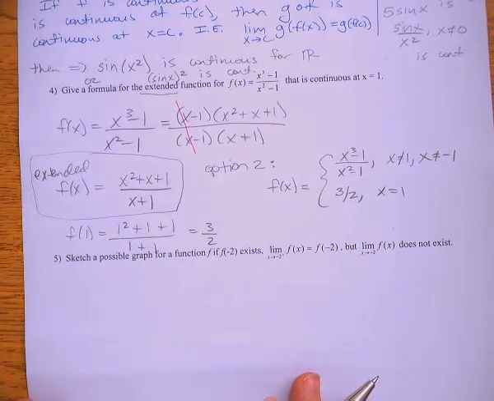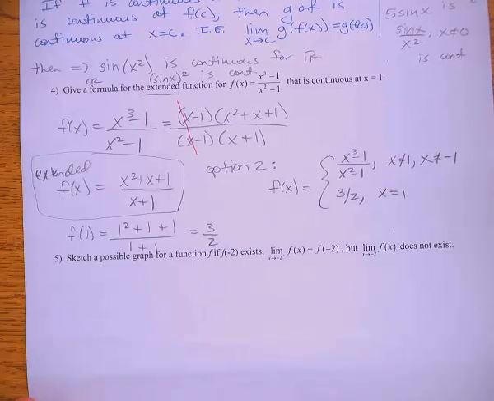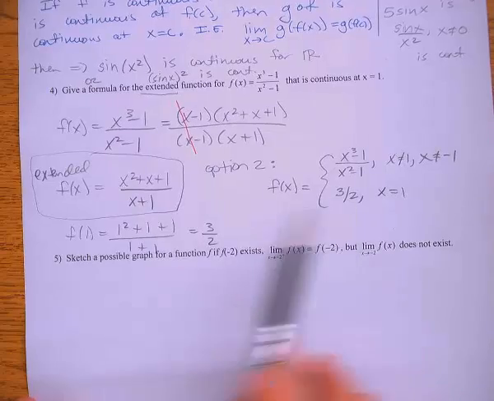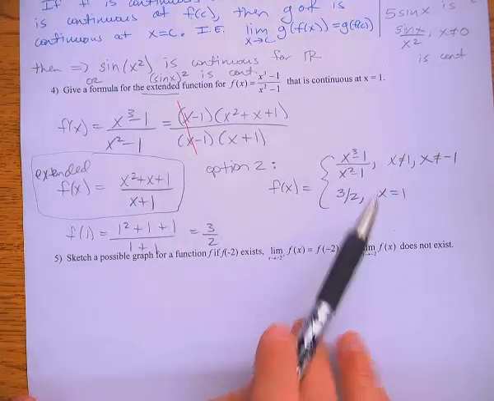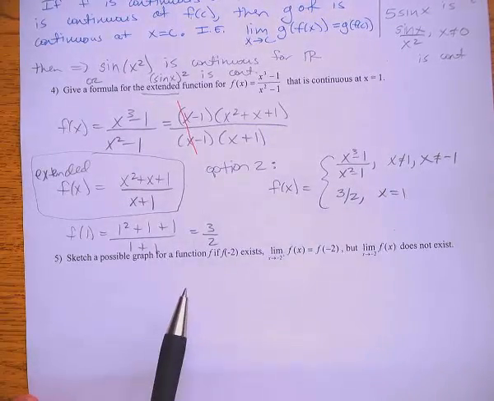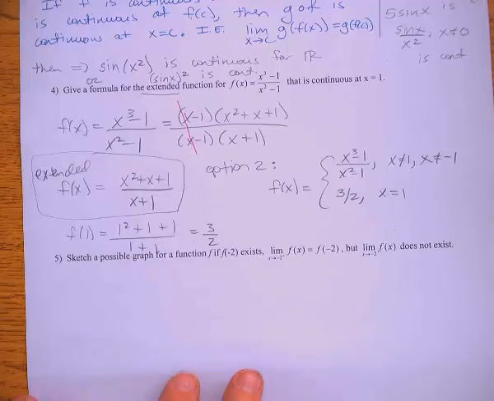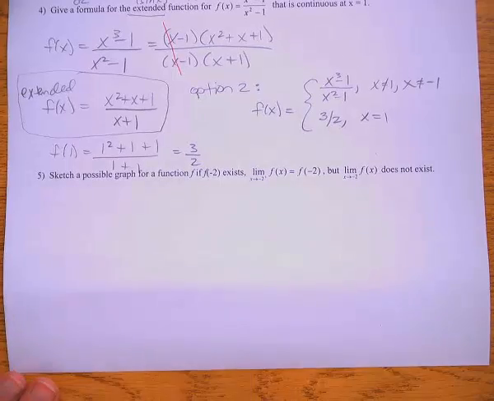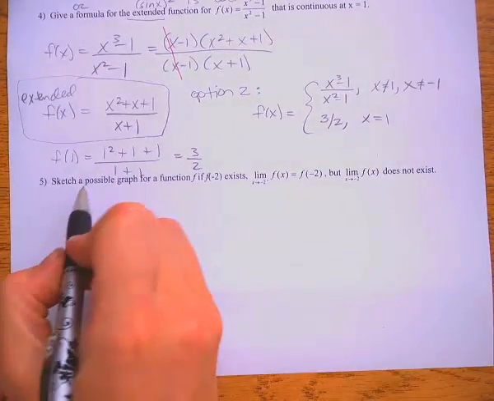And what that does is it basically just fills in the hole. So the nice thing about removable discontinuities, and that's how they got their name, is that they can be removed. We can fill them in. We can rewrite the function in a way that would fill in that hole, fill in that gap, and take out that discontinuity. The last example is, given some description of a generic function, sketch a possible graph.